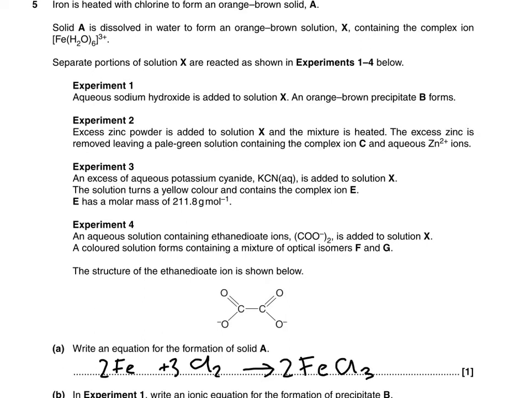You will get the mark if you put your product as Fe2Cl6, which is a reasonable deduction. If you have multiples or fractions of this, you also get the mark.